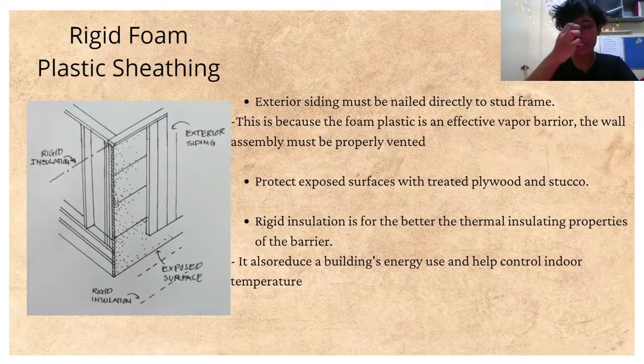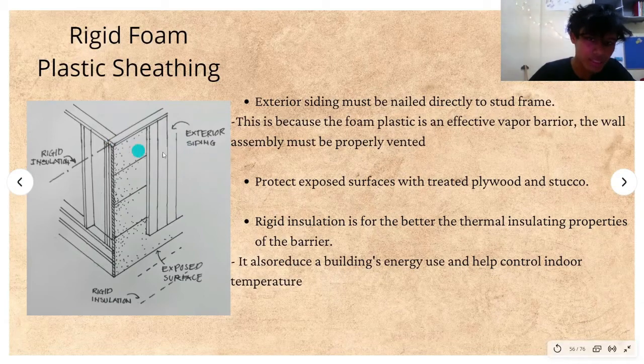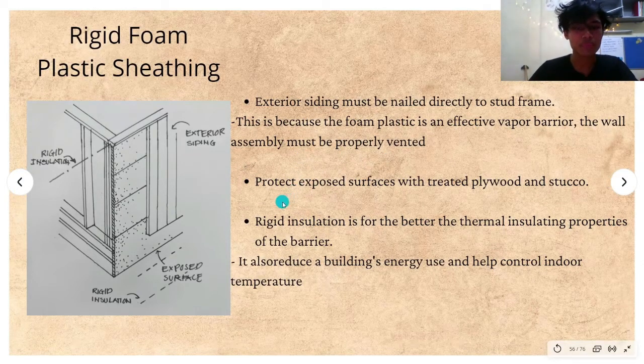The last one is rigid foam plastic sheeting. The exterior siding must be nailed directly to the stud frame. It must be nailed directly because the foam plastic is an effective vapor barrier. The wall assembly must be properly vented. And for the exposed surface, we must protect it with treated plywood and stucco.